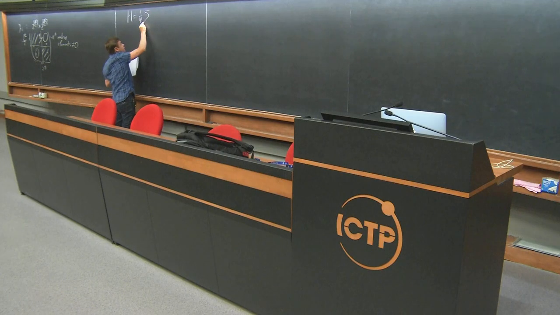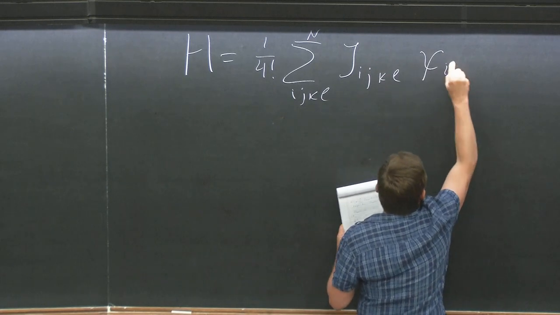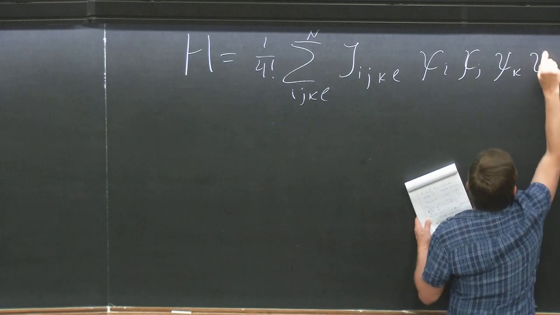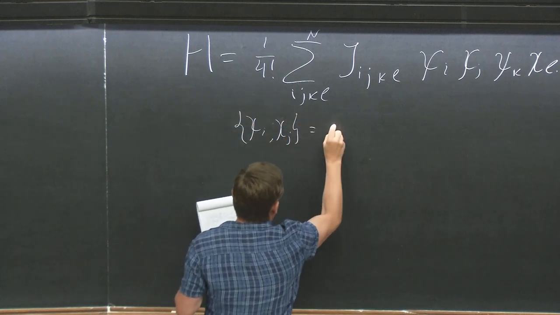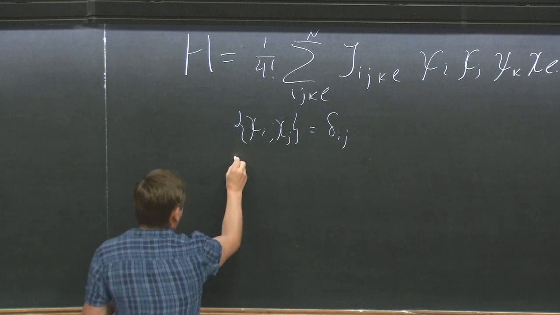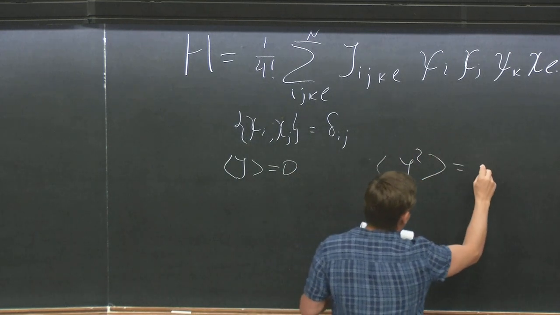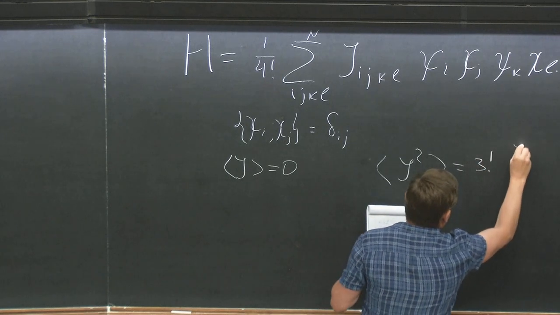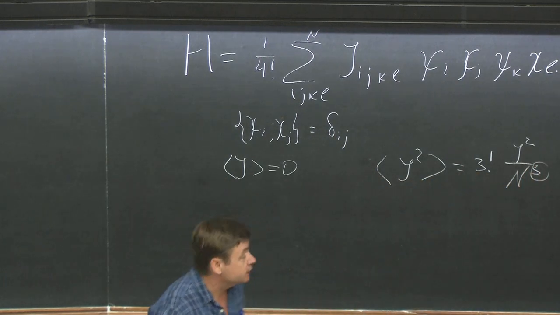So we want to do a theory of this thing. Let me state the Hamiltonian once again. It's 1 over 4 factorial, sum over i, j, k, l up to N, J_ijkl chi_i chi_j chi_k chi_l. And again, I will think about them as being Majorana, but that's not very important. J on average is equal to zero, and J squared on average, up to symmetry properties, is 3 factorial J squared over N cubed. Again, I promised you to explain why N cubed is a good choice. I will do it in a sec.